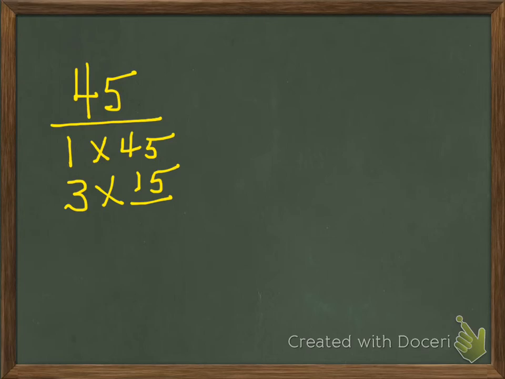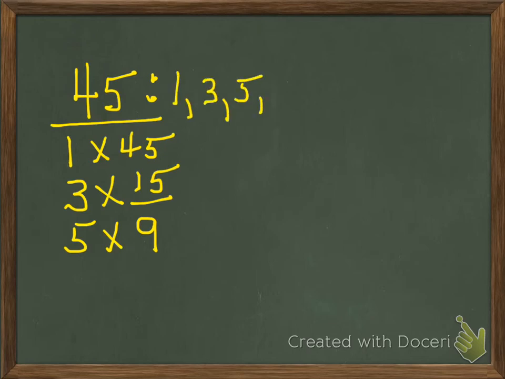Can you think of any other numbers that you can multiply together to get the product of 45? How about 5 times 9? So let's take a look, boys and girls. We know for sure that 45 has a factor of 1, 3, 5, 9, 15, and 45. Therefore, I'm pretty sure you can say that 45 is, in fact, a composite number.